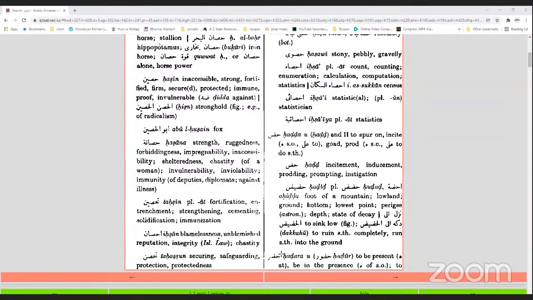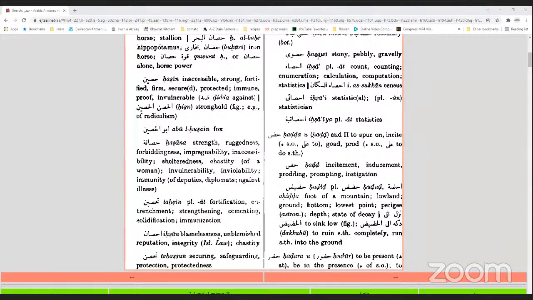So it cannot be Daraba Yaduribu because it is not Yahdiru. It cannot be Fataha Yaftahu because it cannot be Yahdaru. But it is Nasara Yansuru because it is Hadara Yahduru. Is this clear? So immediately you know that it belongs to Bab Nasara.